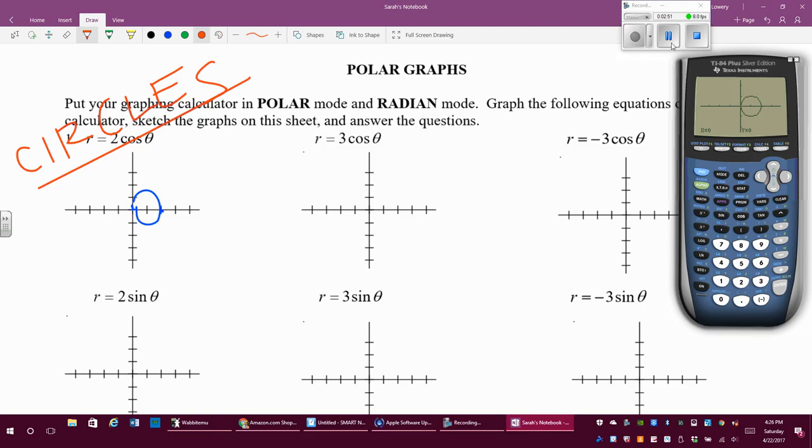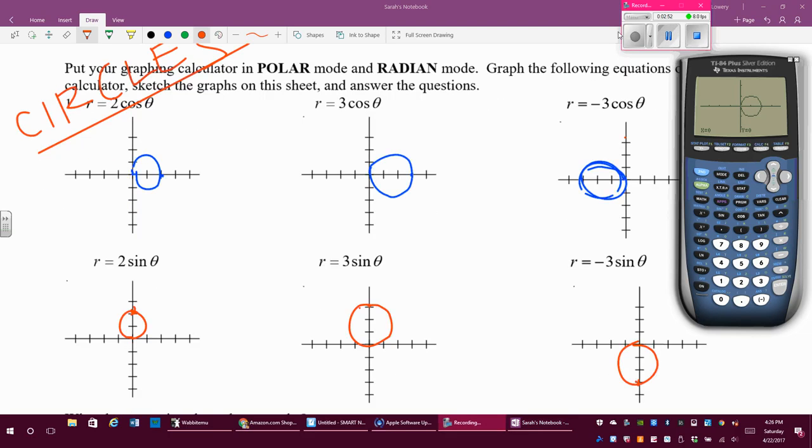Okay, so if you're joining me back now, one of the things that you should have is all 6 of these graphs on your paper graphed. So some things I'd like to highlight. Did you notice that all of the examples that had cosine ended up being symmetric over the x-axis? And all of the examples that were sine problems ended up being symmetric over the y-axis.